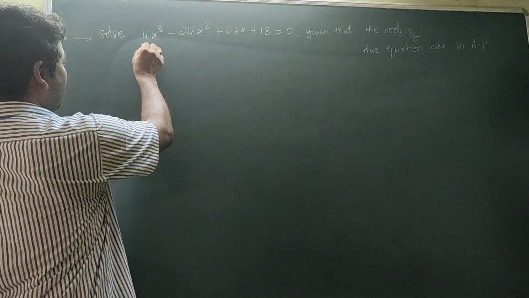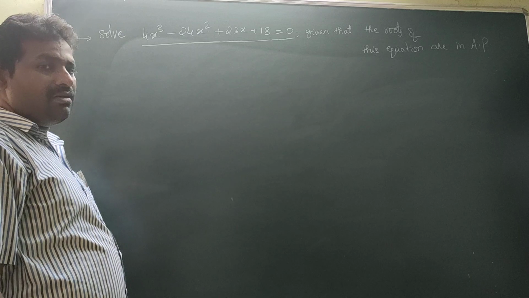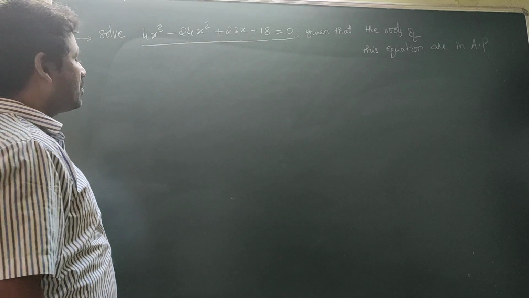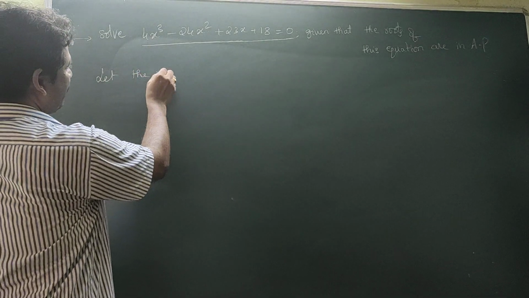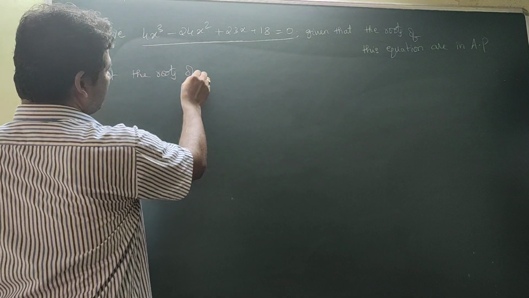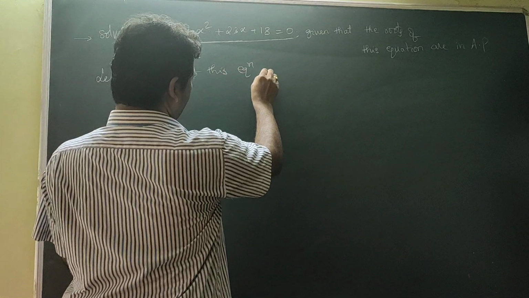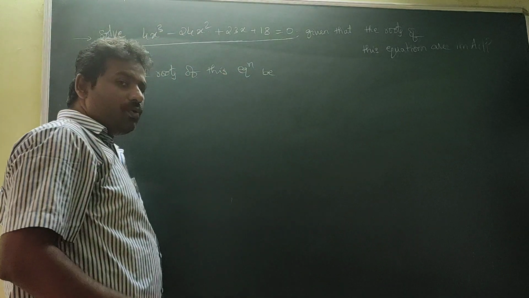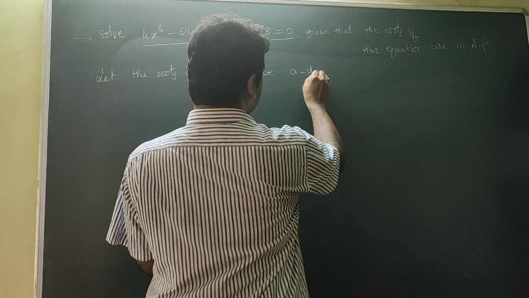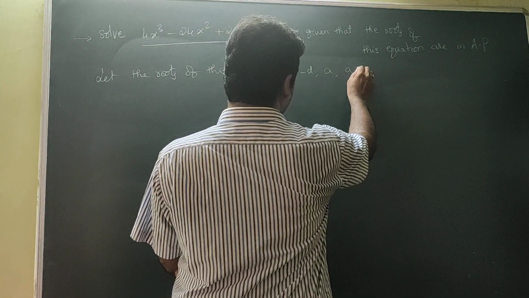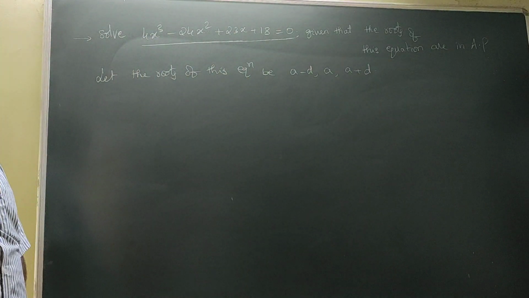So this is the given equation. It is a cubic equation, so there are 3 roots. How do you take the 3 roots? Let the roots of this equation be... How do you take the 3 numbers in AP? A minus D, A, A plus D.